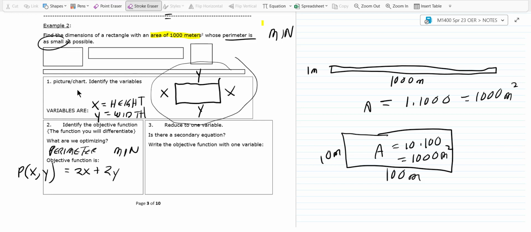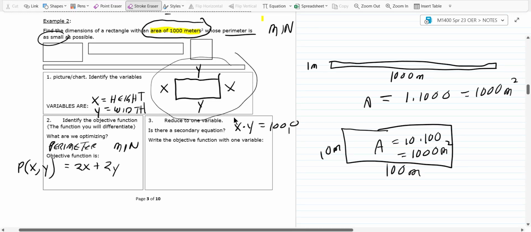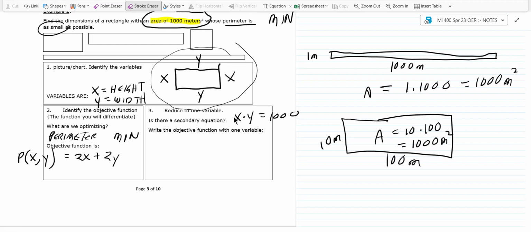Okay. So now the question is, is there a secondary equation? Let's see if there is one. How do you find the area of this rectangle that I drew? X times y, thank you. So that is x times y equals 1,000, so you want to write that down. The whole purpose of this is we've got to get this objective function down to one variable. So you're going to take this equation, x times y equals 1,000, and solve it for either variable. I almost always solve for y, but you don't have to.